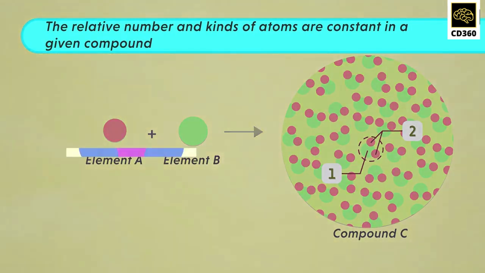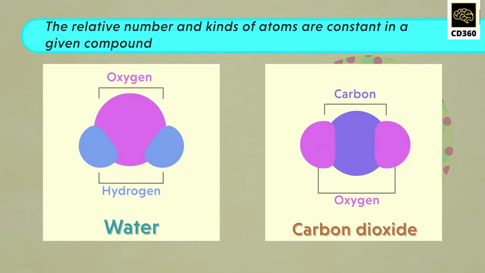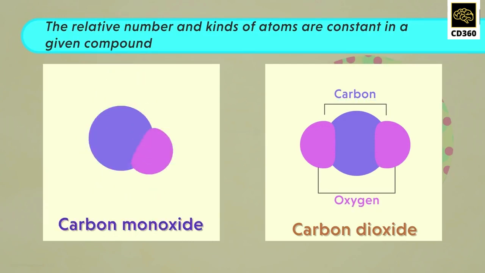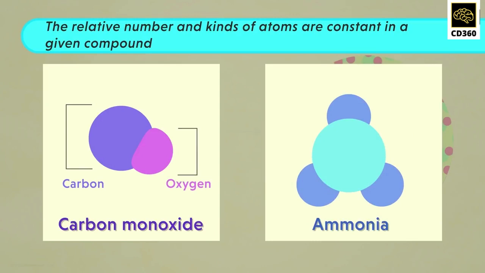We've already looked at 2 examples, water and carbon dioxide. In case of 1 unit of water, we always have 2 hydrogen atoms and 1 oxygen atom. And in a single unit of carbon dioxide, we have 1 carbon and 2 oxygen atoms. Carbon monoxide has 1 atom of each, that is carbon and oxygen. While 1 unit of ammonia always has 1 nitrogen atom bound to 3 hydrogen atoms. So the number of atoms will always be constant in a unit of a particular compound.